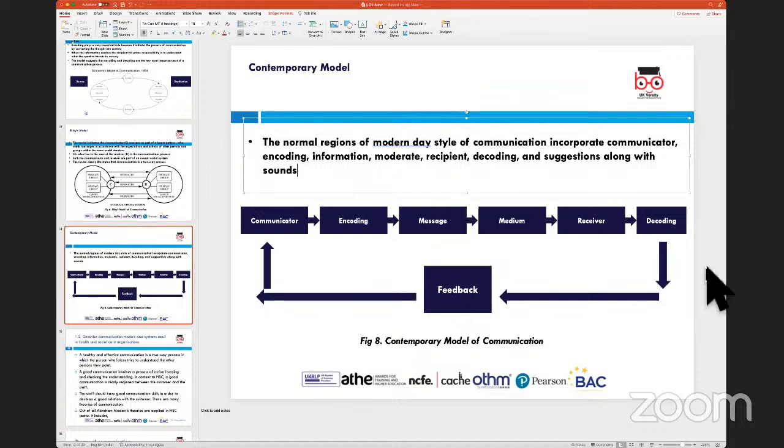So as you would see, this particular model will focus on the use of technology, interactivity, communication, and various mediums through which communication can be sent out effectively to the person intended. That's one of the reasons why this model has become very popular.